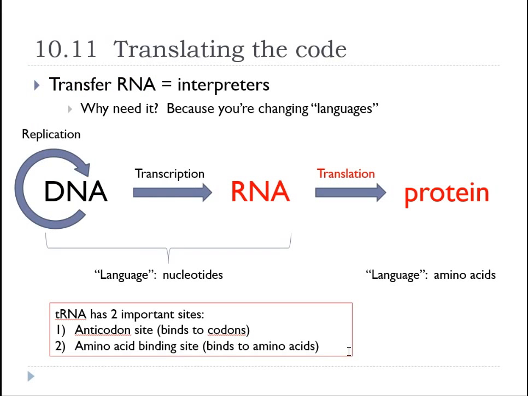So we've already talked about some parts of this. We've already talked about how DNA gets transcribed into RNA. Now we're going to cover this part, RNA getting translated into a protein. So that's going to be a new language. It's going to be a language of amino acids, where before we were always just going from one nucleotide to another.